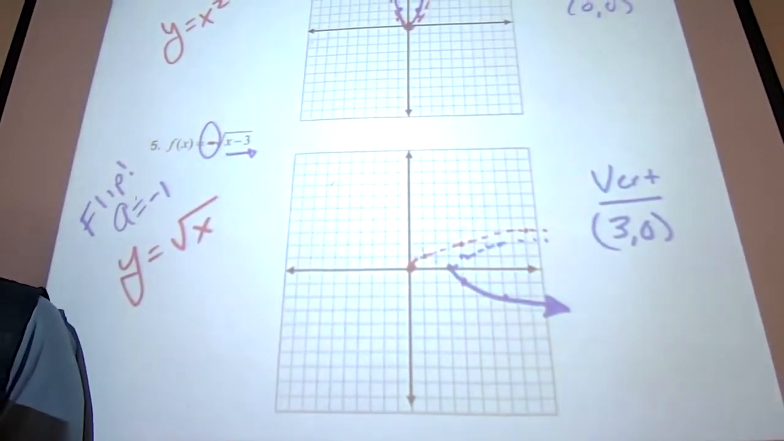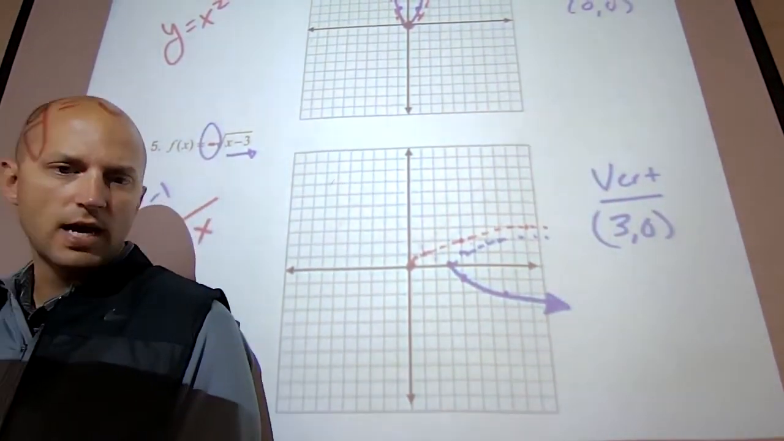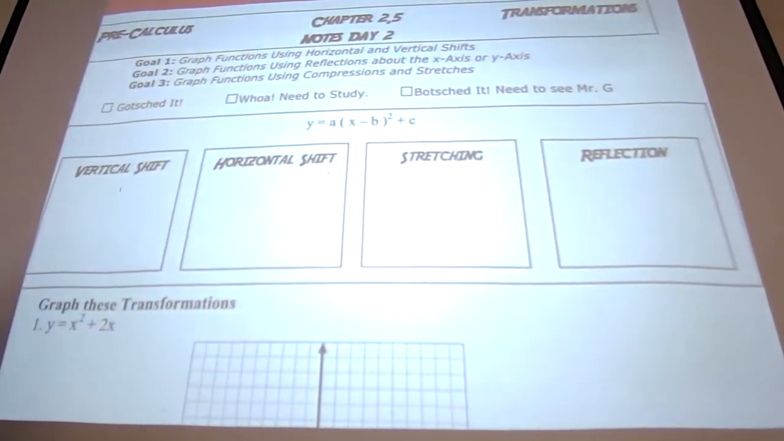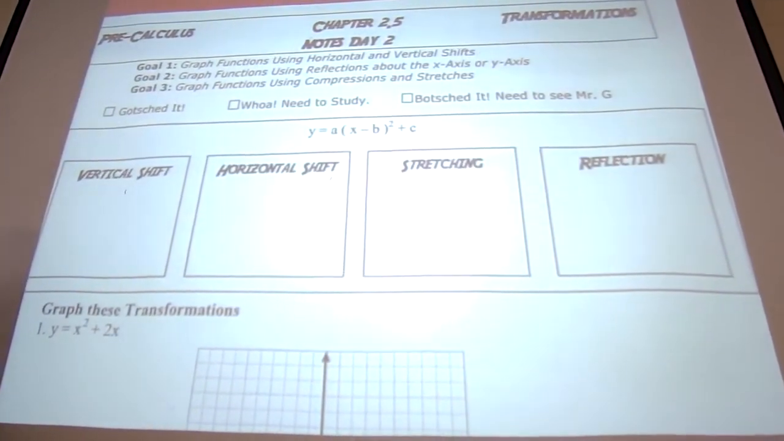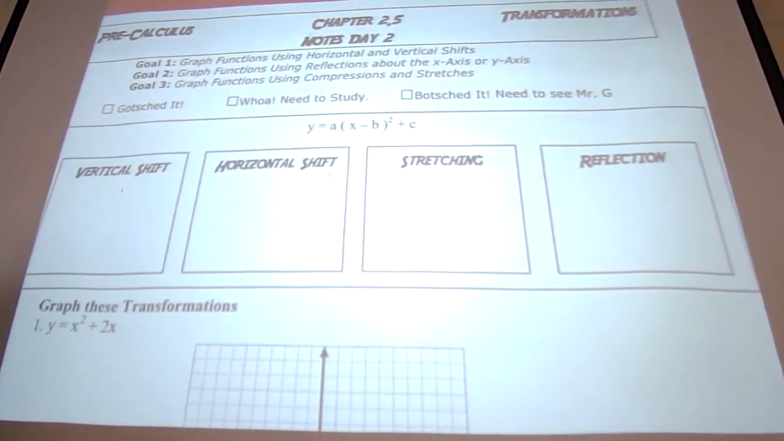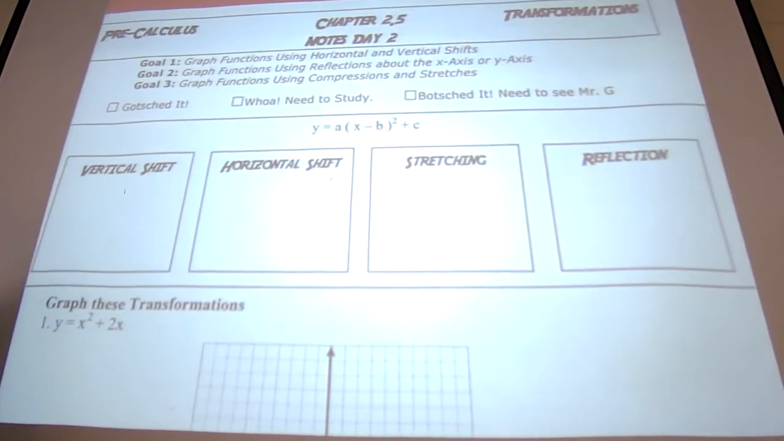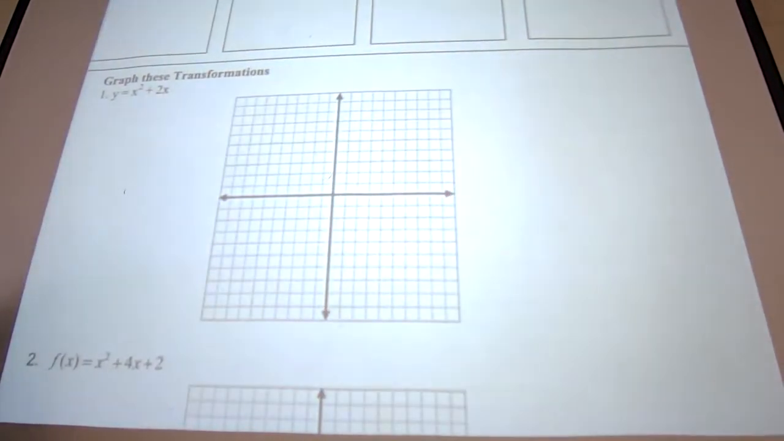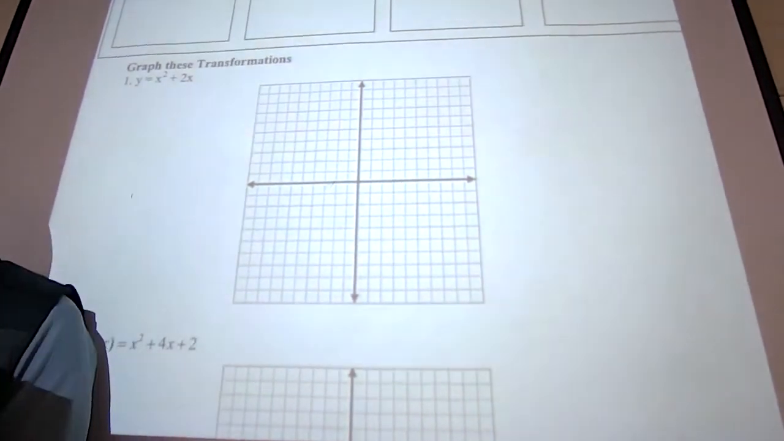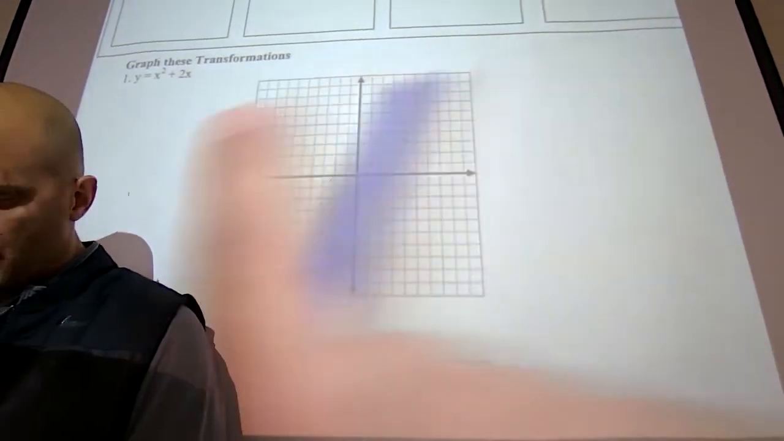Okay. Ladies and gentlemen, that is it for the first part, and we'll dive into the next part. Okay, gang, so we have the last thing is chapter 2.5, notes day 2. I've got 2 quick examples I want to show you. And this, ladies and gentlemen, is all about quadratics, all about the square function, all about parabolas, okay?